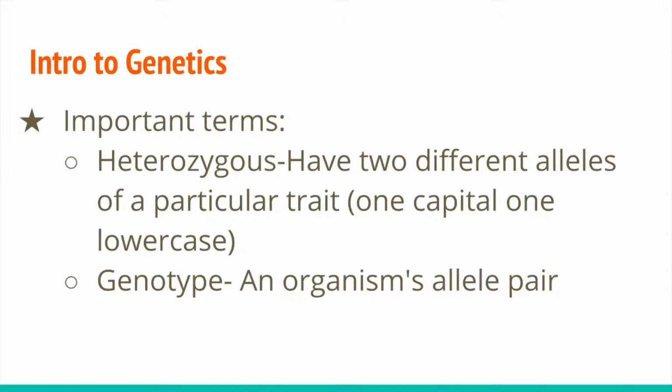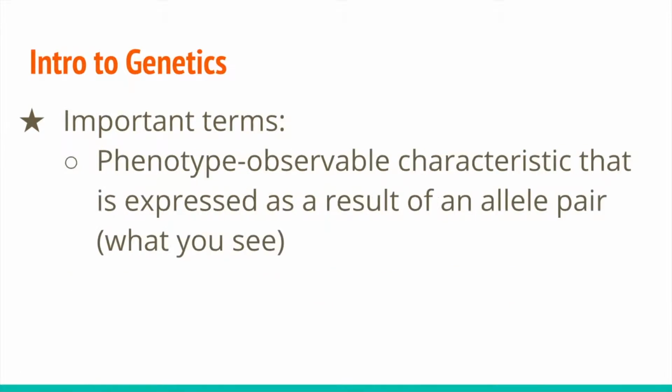Heterozygous means to have two different alleles of a particular trait. So that means there's one capital letter and one lowercase letter. Remember that prefix hetero means different, so a pair of alleles is different. So there's one capital and one lowercase allele. The genotype of an organism is its allele pair, so the letters that we're going to be using to distinguish characteristics. That is the genotype. Go ahead and pause if you need to now before continuing on.